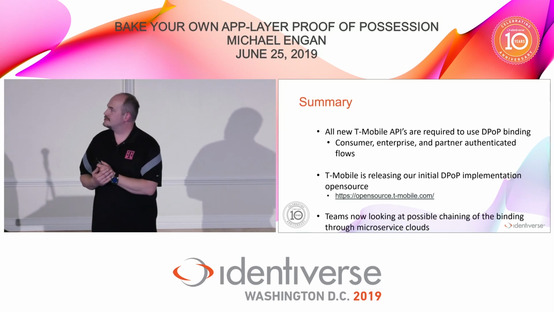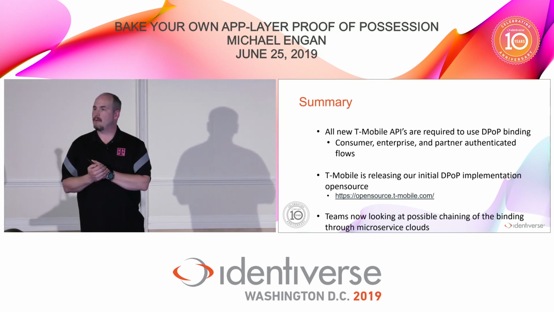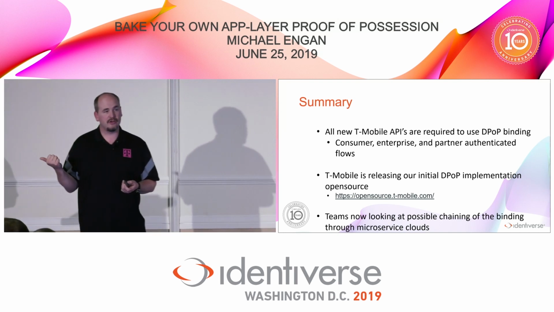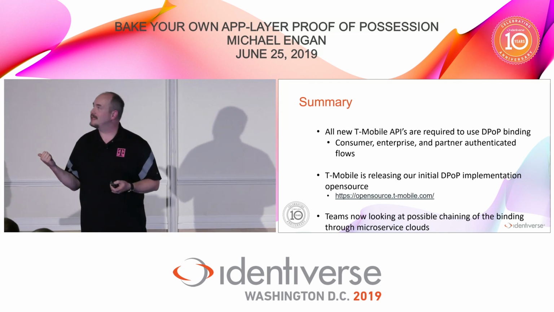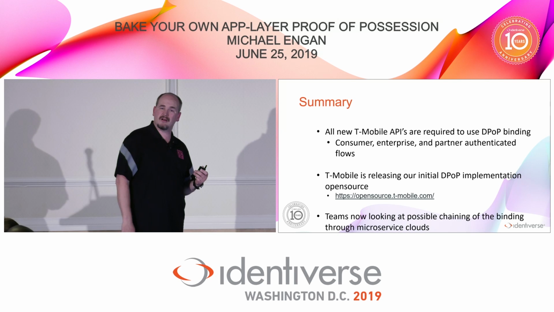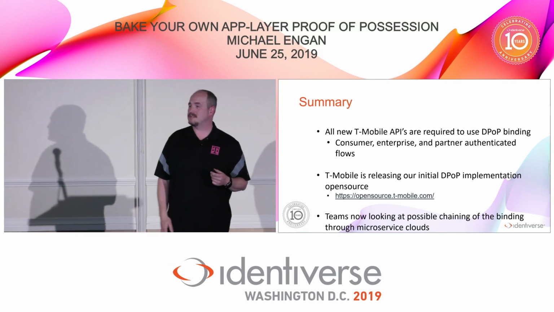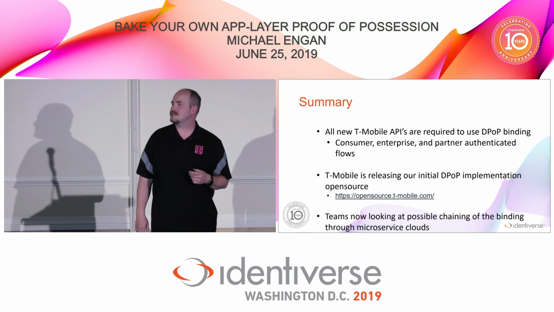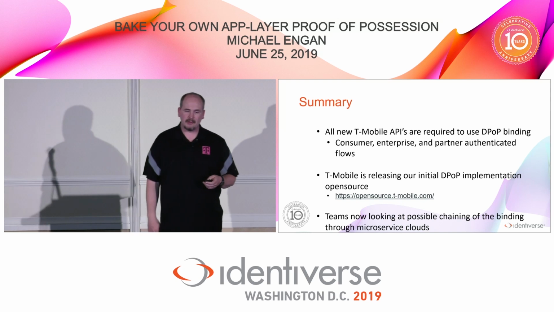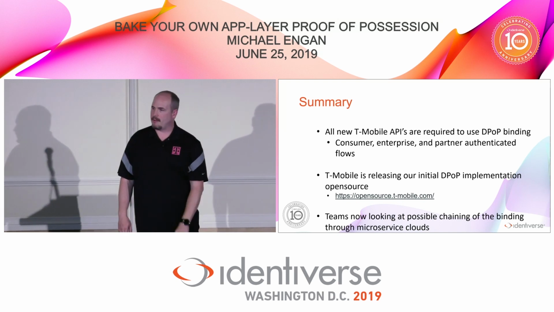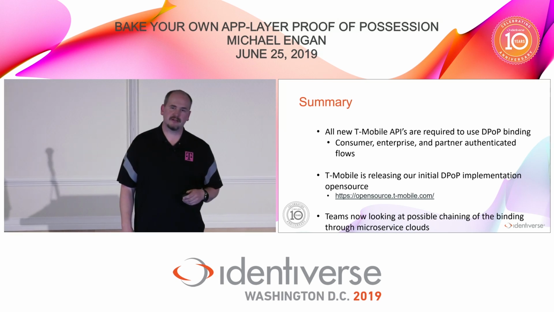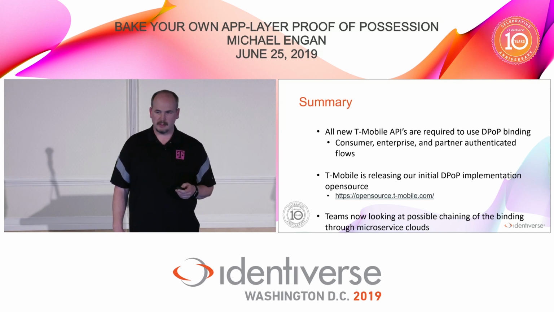So in summary, T-Mobile is already requiring DPOP tokens on all of our new APIs. And this has been the case for the last 6 months already. That includes all consumer, enterprise, and partner authenticated flows. If you're a company that wants to talk to T-Mobile, you are signing every one of your requests now, whether you've got users in your flow or not. We are also opening this week; we'll be posting on our open source channel. We'll be releasing all of our DPOP libraries, so we'll have the first DPOP instances available.